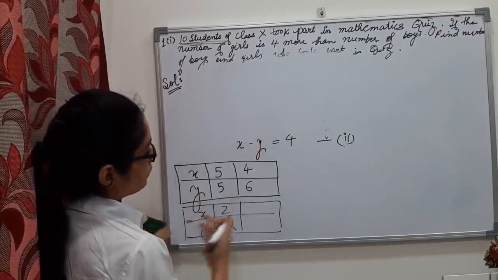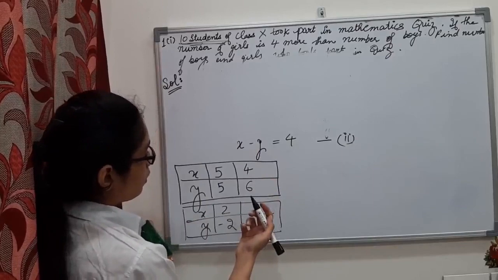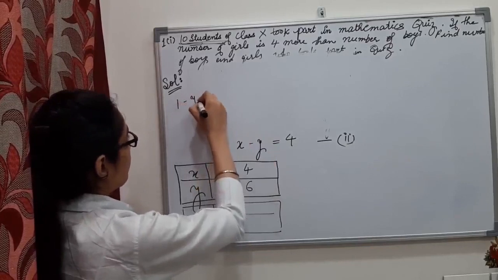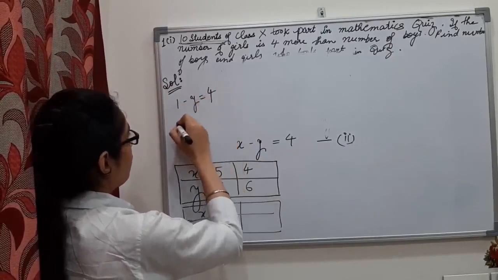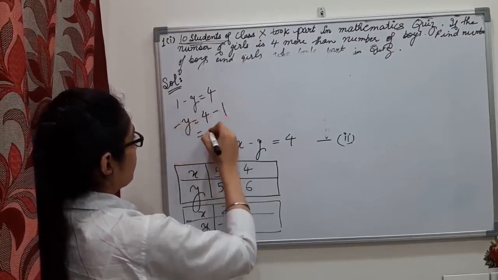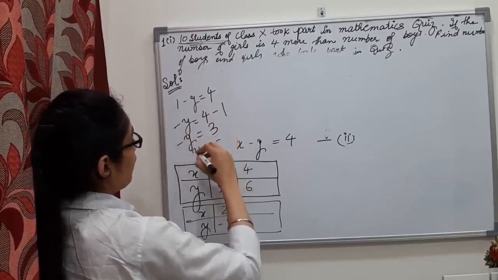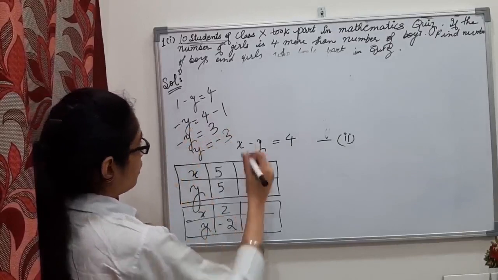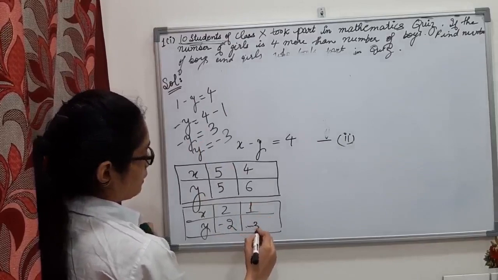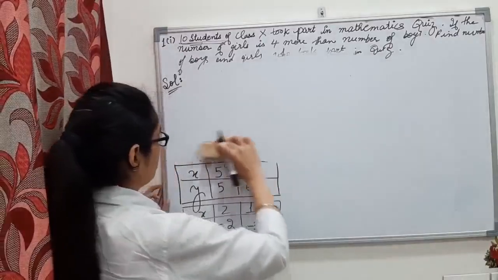Now assume x is equals to, let's say, 1. I will take 1 minus y, you can take any value. Minus of y is equals to 4 minus 1. That means minus y is equals to 3, y will be equal to minus 3. X, I have taken 1, y will be equal to minus 3 in this case. Now let's draw a graph.